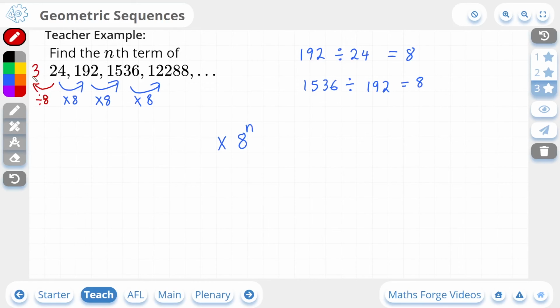Now, I like to call this term here the ghost term, because it's not really a term in this sequence, as the first term is 24. But this ghost term is what makes up the first part of our nth term, so it's going to be 3. And this here is our nth term for this geometric sequence, 3 times 8 to the power of n. And if we check our answer, there it is.